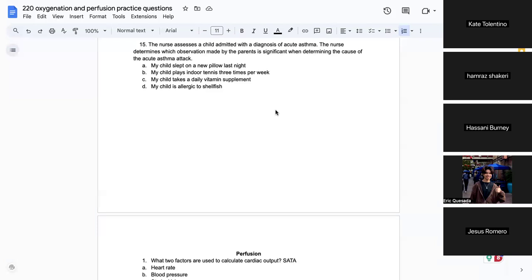Okay, the correct answer for this one is going to be A. My child slept on a new pillow last night. So, asthma, we know, is a chronic inflammatory disorder of the airways, and allergies are one of the predominant factors that cause asthma. So, new bedding can often trigger childhood allergies, which may cause an attack to occur.